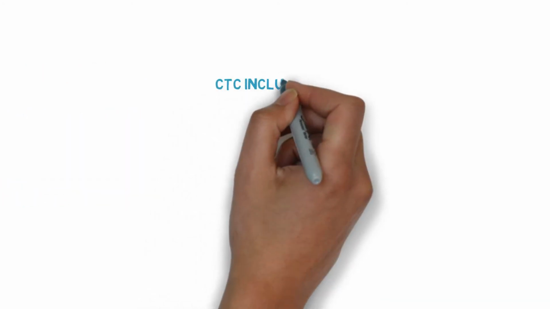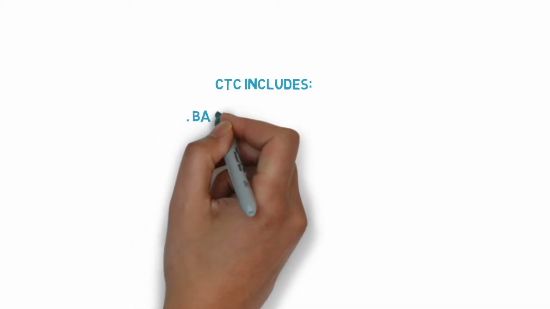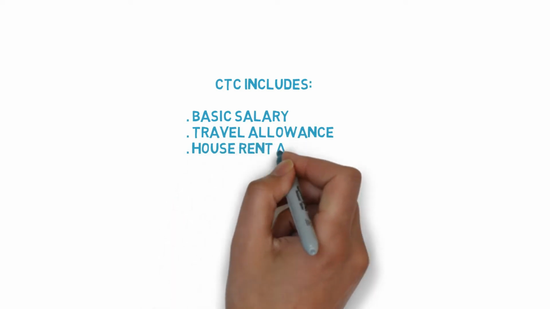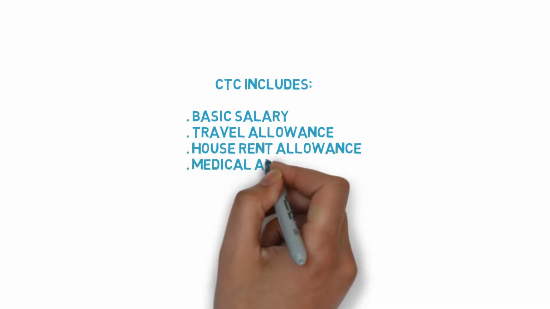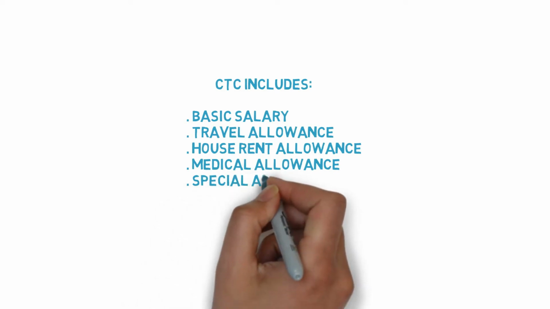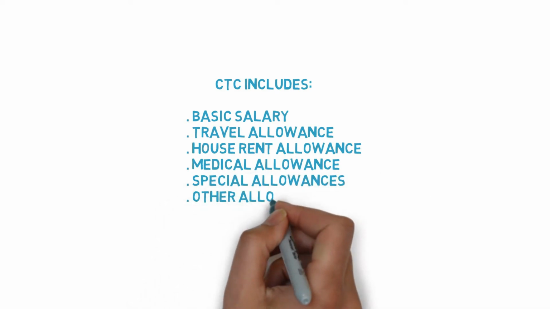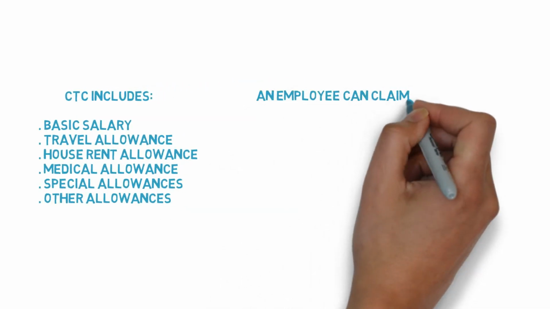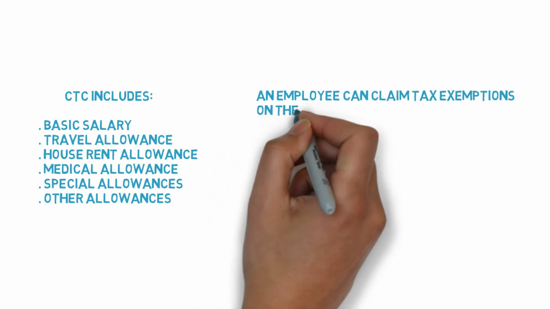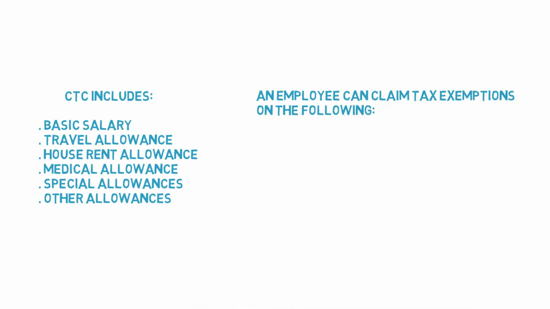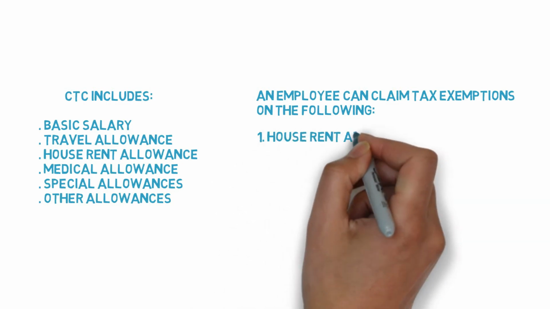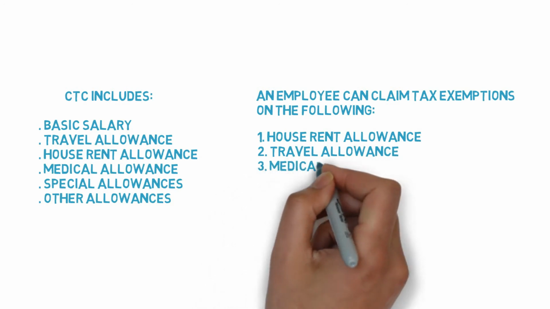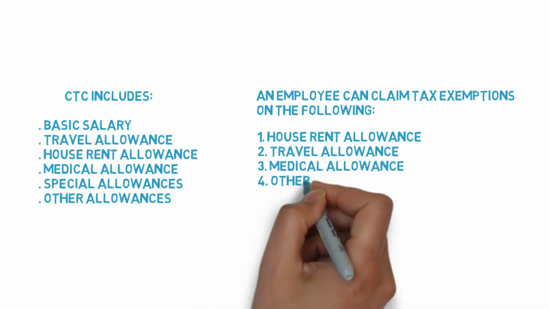So coming back, CTC includes basic salary, travel allowance, house rent allowance, medical allowance, special allowance, and other allowances. From the above, an employee can claim tax exemptions on HRA, conveyance or travel allowance, medical allowance, and other allowances.